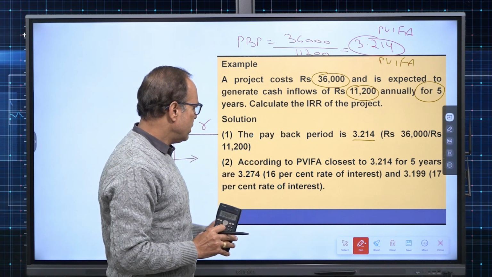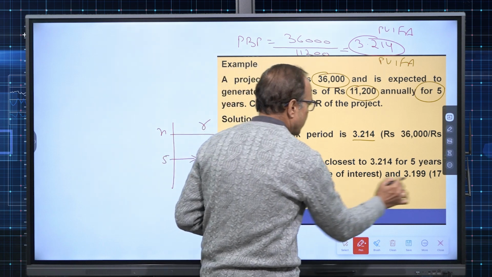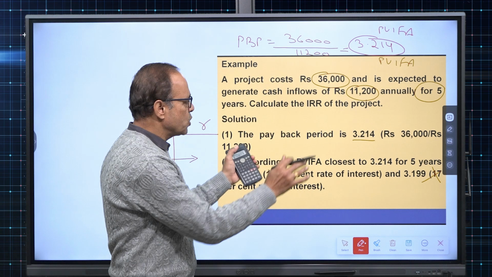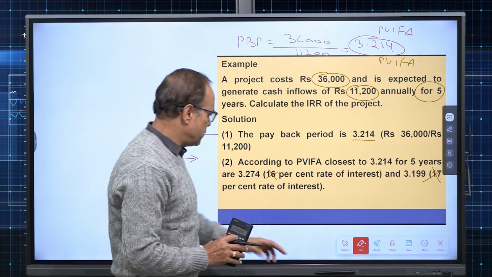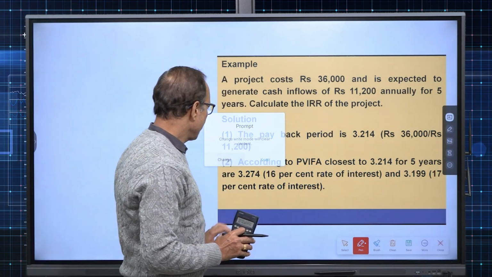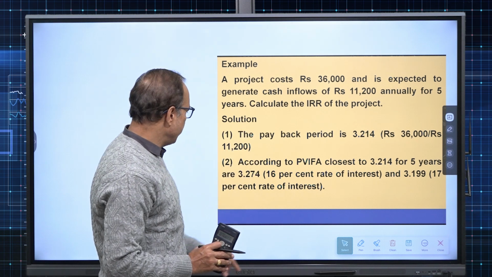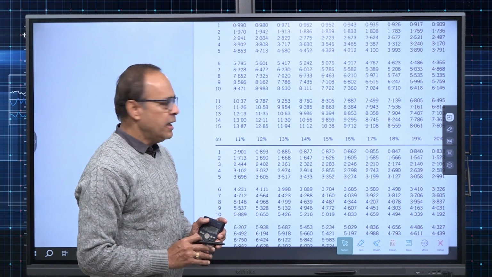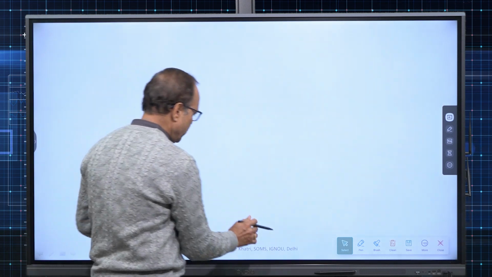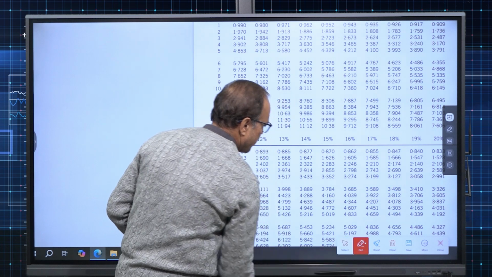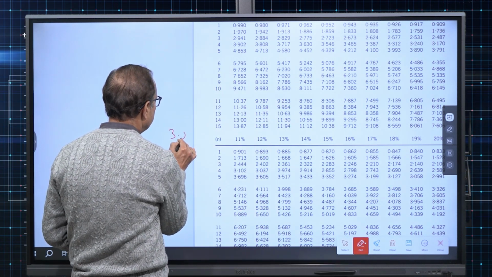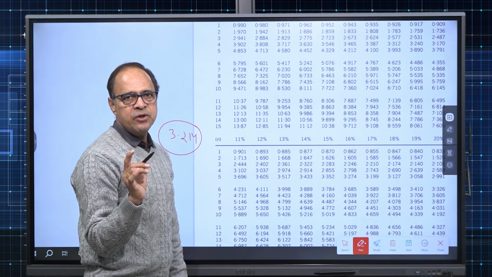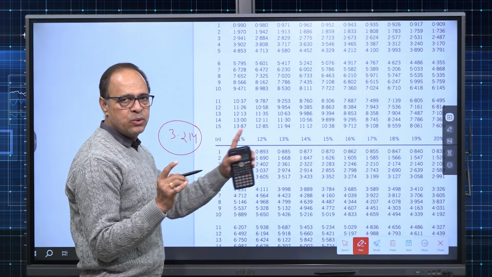So that we will do. Now don't pay attention on this one, I will show you how it comes, although that is the correct one, but I have marked it, so don't go by this. I will show you the time value table also. So 3.214 we remember. This is the present value annuity table, and our target is 3.214, which was our payback period. And what is the life of the project? 5 years. So this is the present value annuity table.